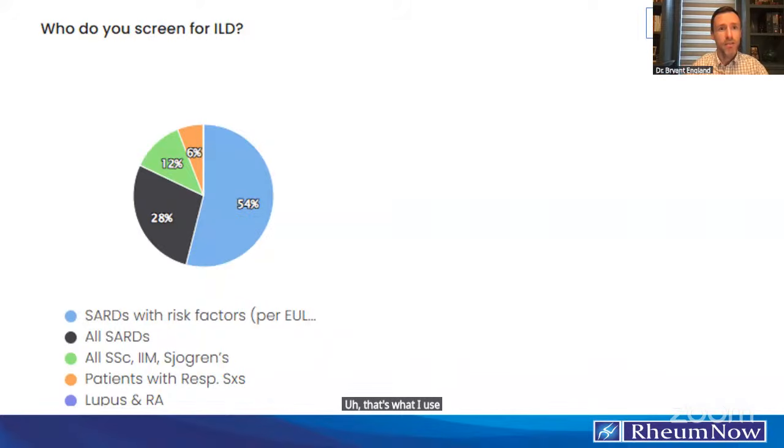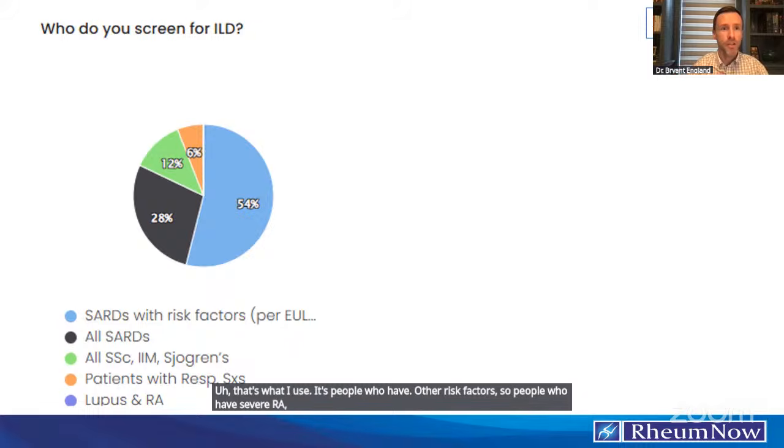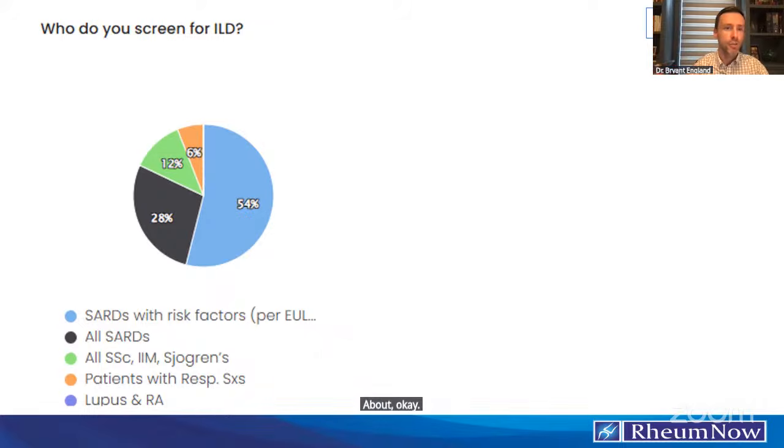It's people who have other risk factors. So people who have severe RA, people who have other extra-articular features, those are the people with smoking history. Those are the people that are then going to make me think about, okay, I should screen this person for ILD. And it may not be at time zero, right?